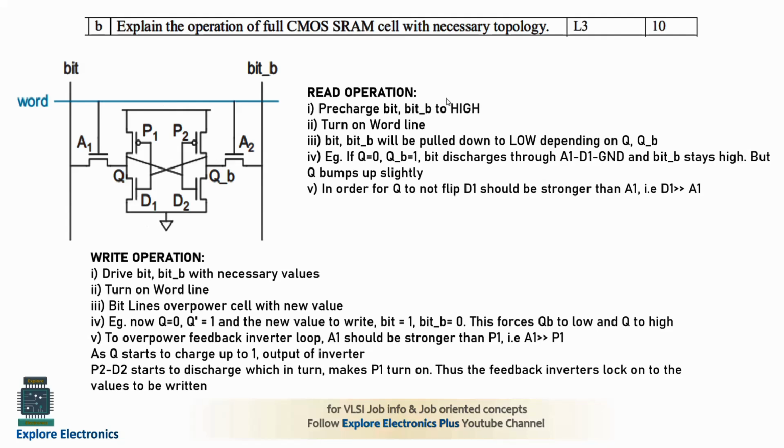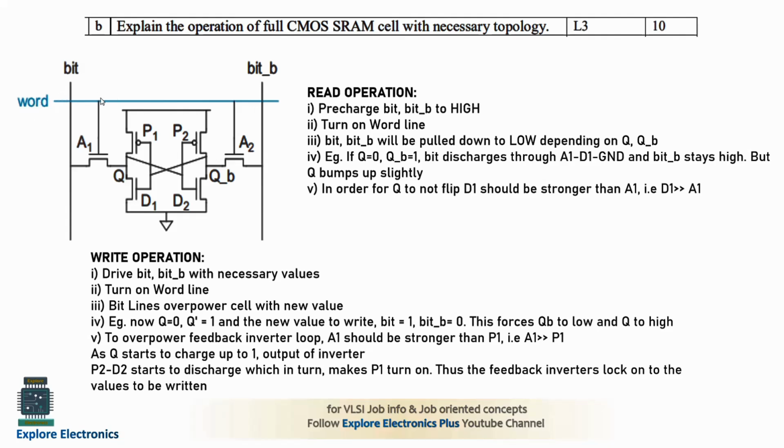So let us understand the read operation. Before going to the read operation, we need to assume that Q is 0 and Q bar is 1. Whatever the value of Q is, that is the value we have stored. Now 0 is the value present, and we need to read that. So bit is equal to 1 and bit bar is equal to 1, we need to set first. This means these two vertical lines, the columns, will have 1. And the word line needs to be made 1, the next step.